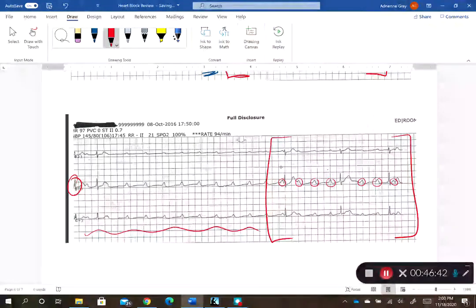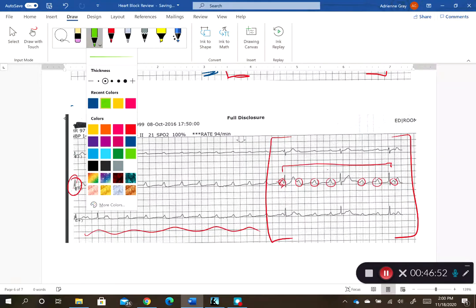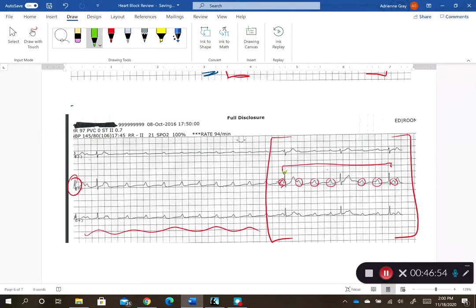All right, so we only have from here to here to look at because this is kind of cut off here. But I've got my P waves there in red. I'm going to put arrows down on my QRS complexes so they stick out. And let's look at our PR intervals.